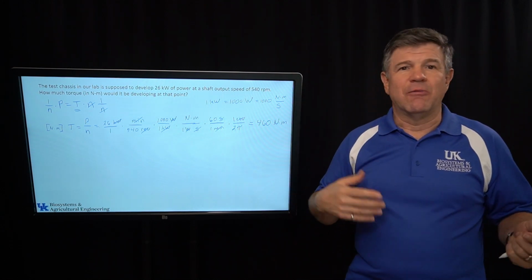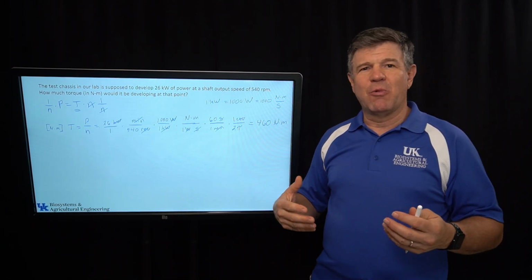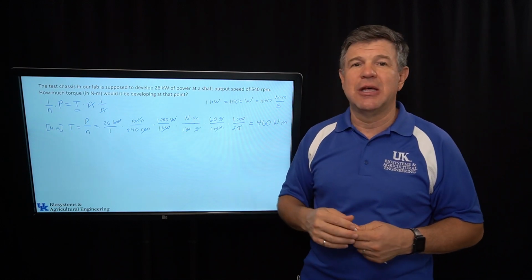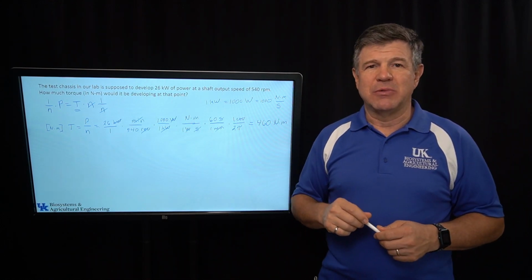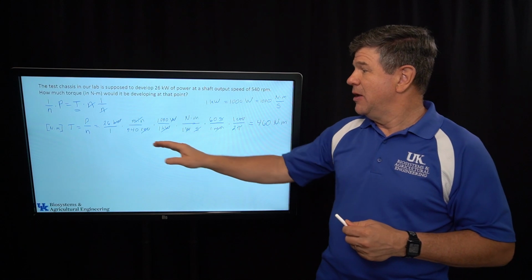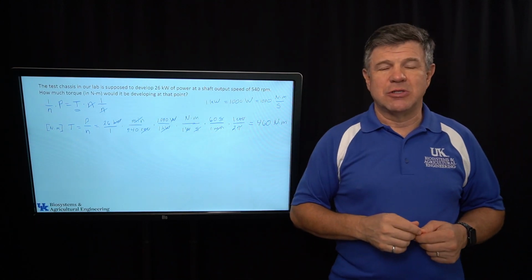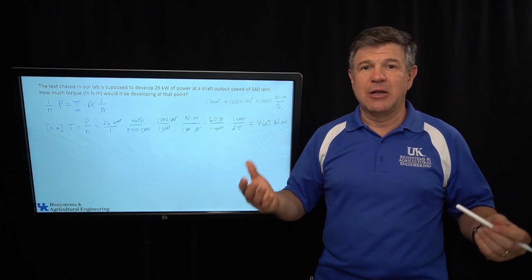So again, I could have looked up an equation somewhere that had this conversion in it, but we'll never make mistakes. We'll know we'll never put the wrong thing in if we do this units conversion ourselves and make it all work out. So that's how to do one in the metric system.